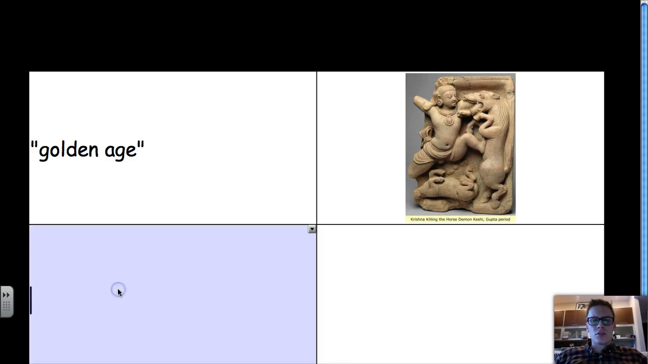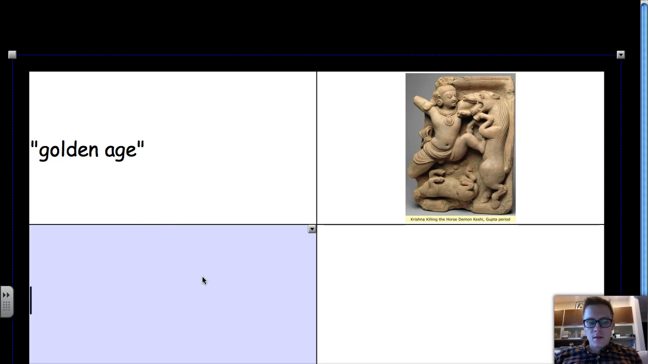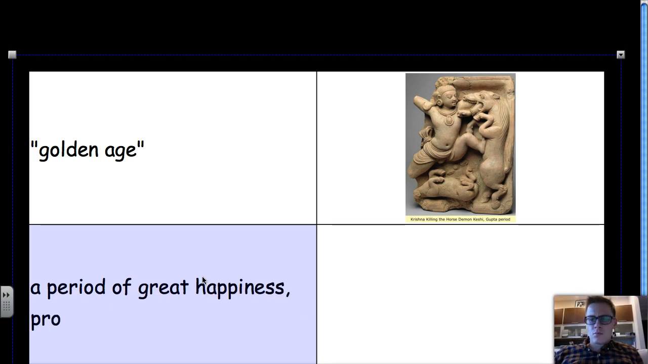Next up, Golden Age. I have a picture of some artwork from the Golden Age. This is actually part of their mythology, part of their religious beliefs in Hinduism. Krishna killing the horse demon Keshi, and this is from the Gupta period. I love the Gupta artwork. It's so intricate and highly detailed. So let's talk about a definition for Golden Age. This is just a period of great happiness, prosperity, and achievement.